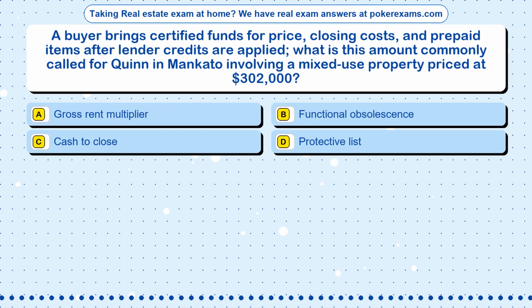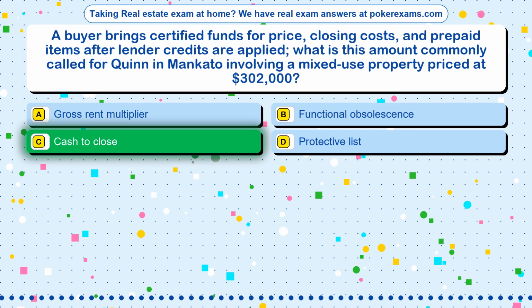Question 39. A buyer brings certified funds for price, closing costs, and prepaid items after lender credits are applied. What is this amount commonly called for Quinn in Mankato involving a mixed-use property priced at $302,000? Option A, gross rent multiplier. Option B, functional obsolescence. Option C, cash to close. Option D, protective list.